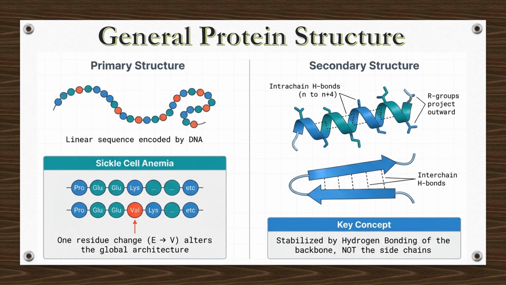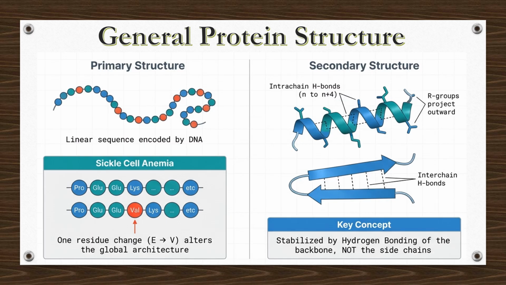Protein function depends entirely on three-dimensional shape, and that shape is dictated by sequence. To make sense of this relationship, biochemists describe protein structure at four levels: primary, secondary, tertiary, and quaternary. Here we'll focus on the first two.